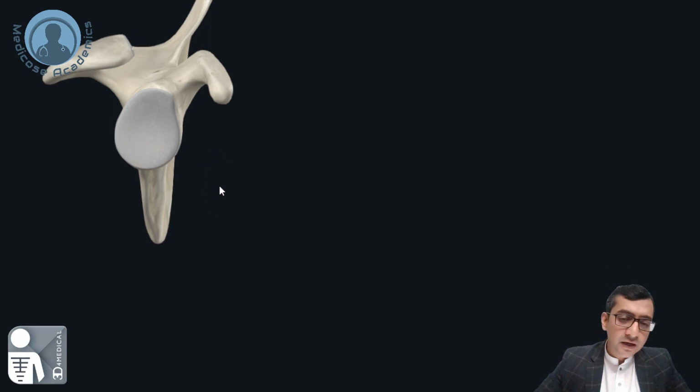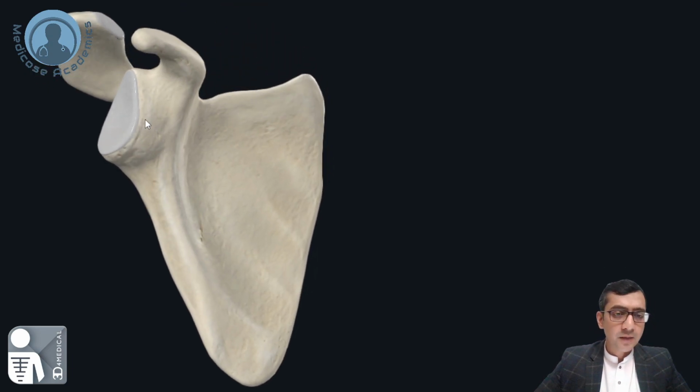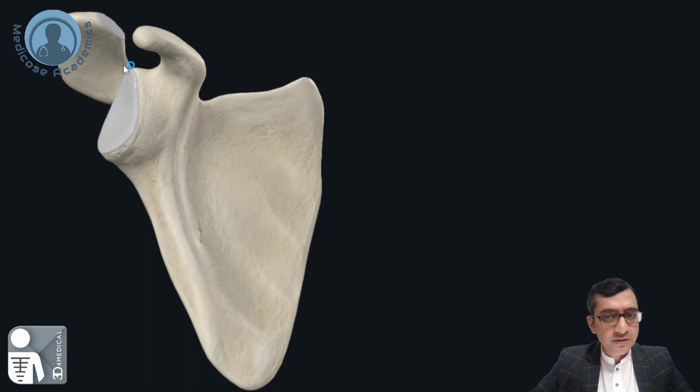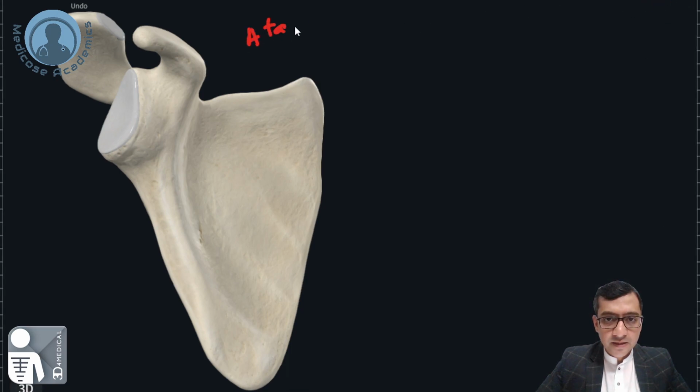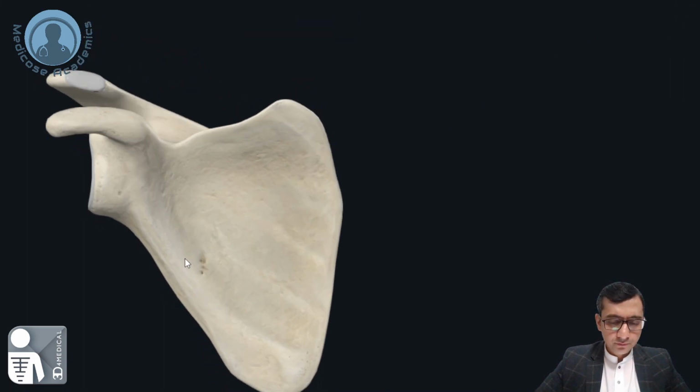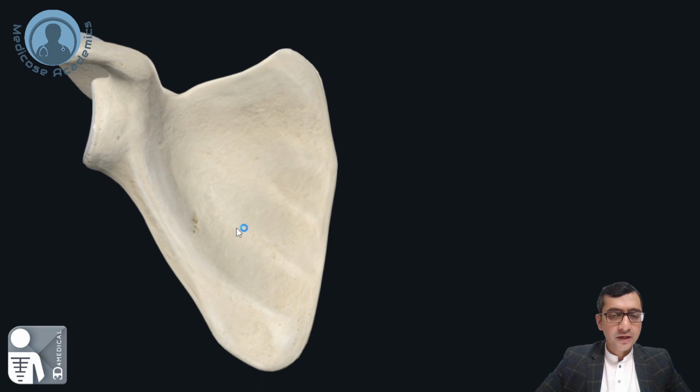So it is basically a type of epiphysis. In evolutionarily lower animals, it was an independent bone. But in humans, this center of ossification is fused with the rest of the scapula. So it is known as atavistic. It is an example of an atavistic type of epiphysis. So it fuses with this. Okay, so this is the whole of the scapula.